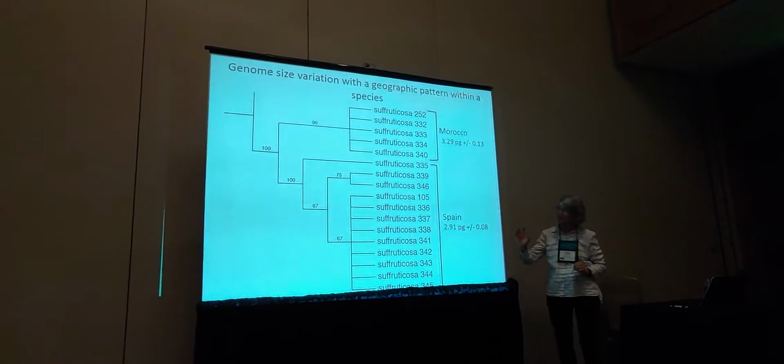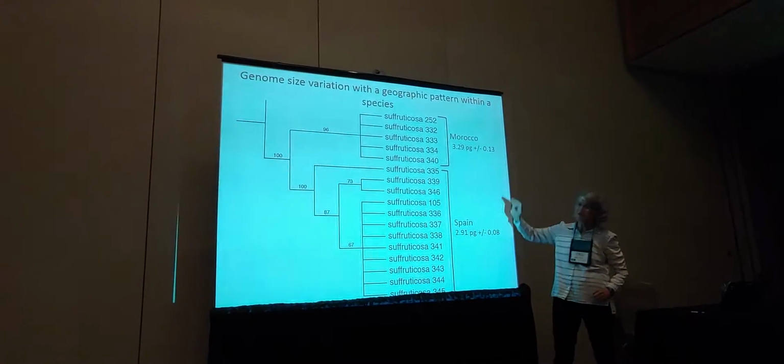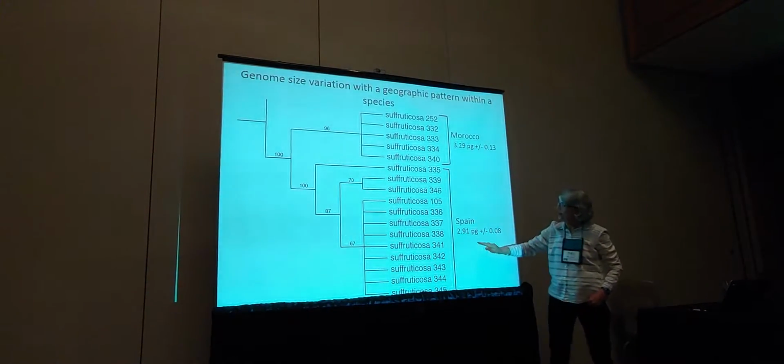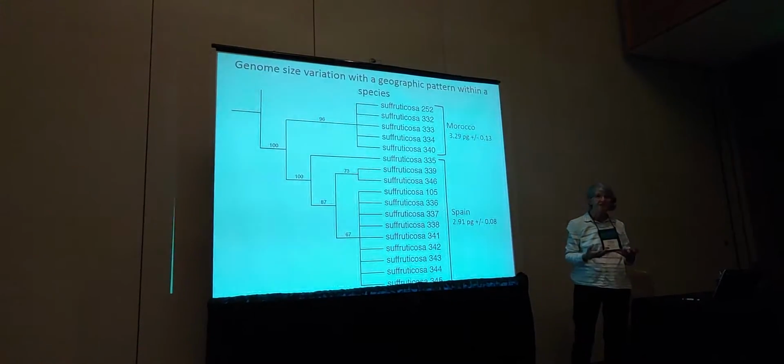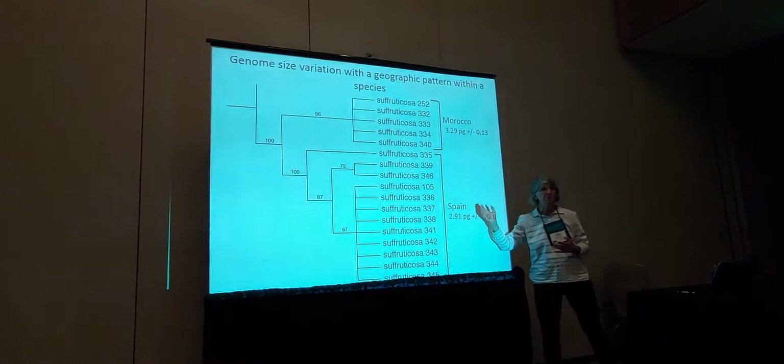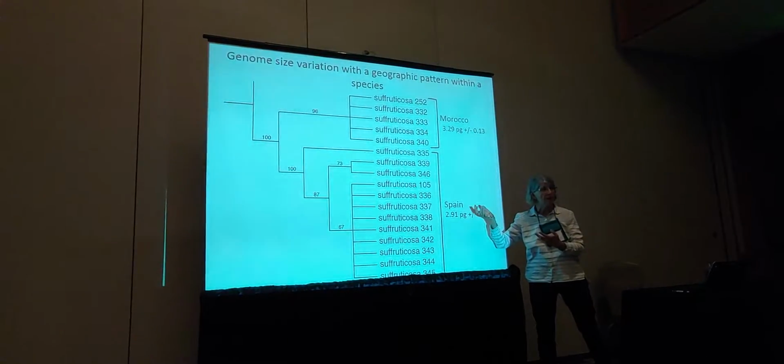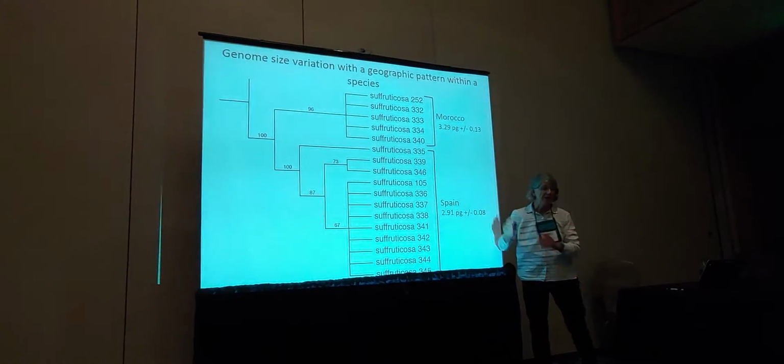Okay, genome size variation within a species. Morocco, Spain, within Medicago subverticosa. A very interesting situation, undoubtedly due to an increase in transposable element activity. So we're looking into this more.